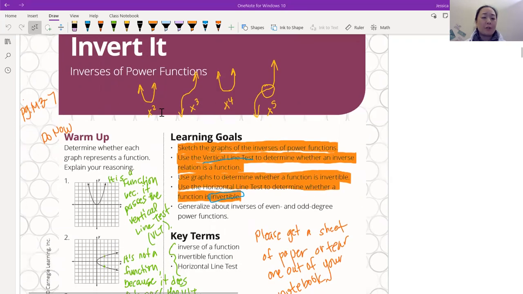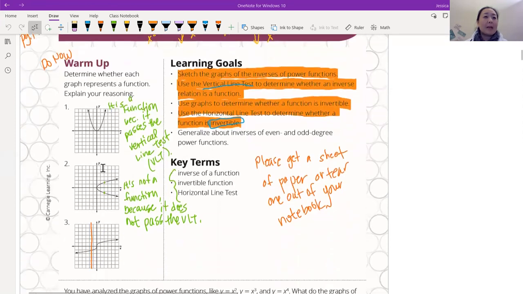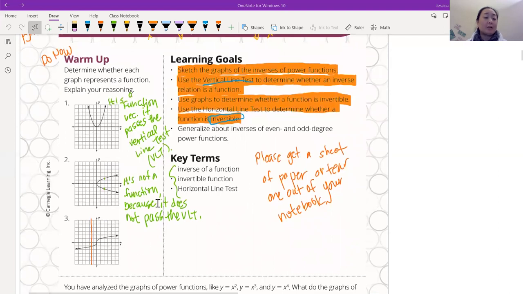And if you remember power functions, they were like these ones: the parabola, the cubic, the one that's flatter on the bottom, the quartic and the quintic. And for our do now today, we were trying to figure out function, not a function. All right, and if you notice, oh, we didn't write the answer for the last one.